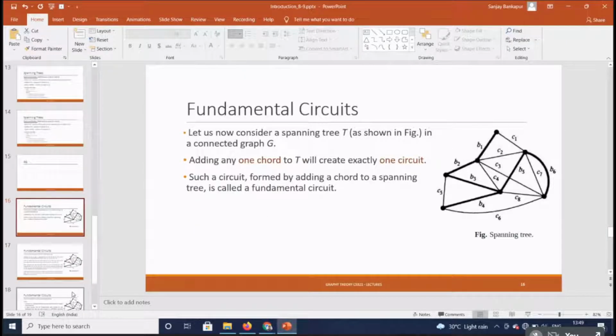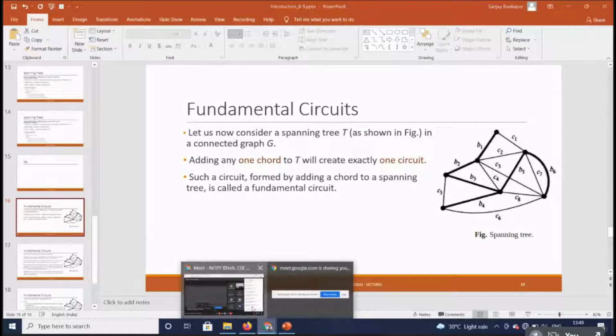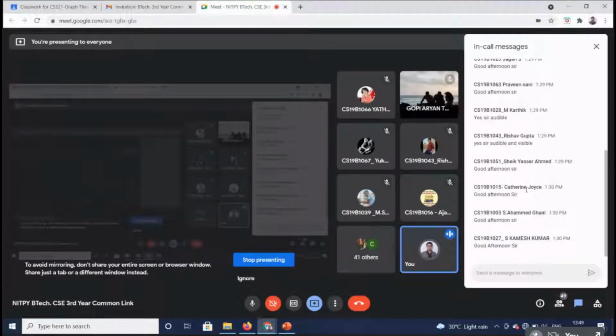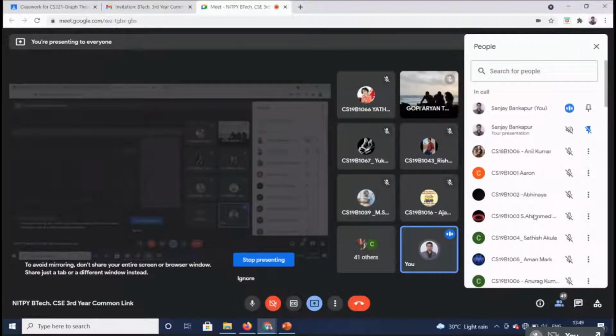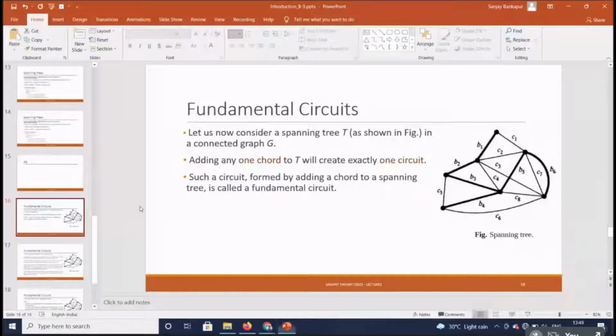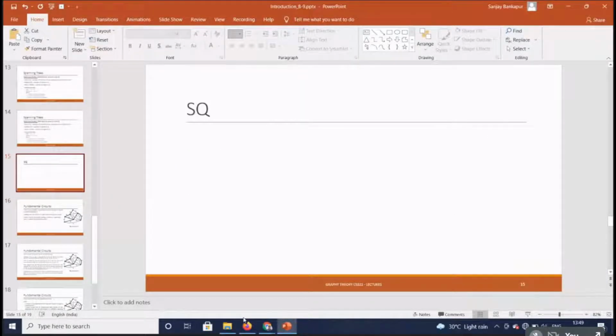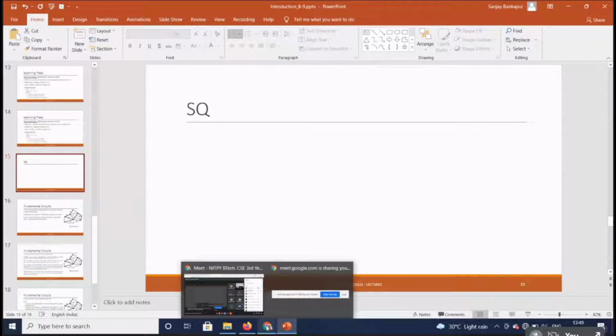Okay, so before going into fundamental circuits, Rishabh, take the attendance. 48 students are there, I hope. Okay, sir. Yeah, so many students will probably participate in a surprise quiz now. And there is a surprise quiz, SQ. So everyone log into your Google Classroom. Probably in a few minutes I will assign.